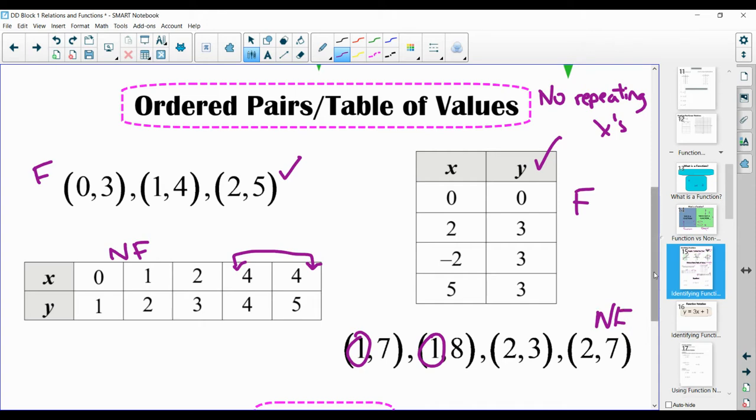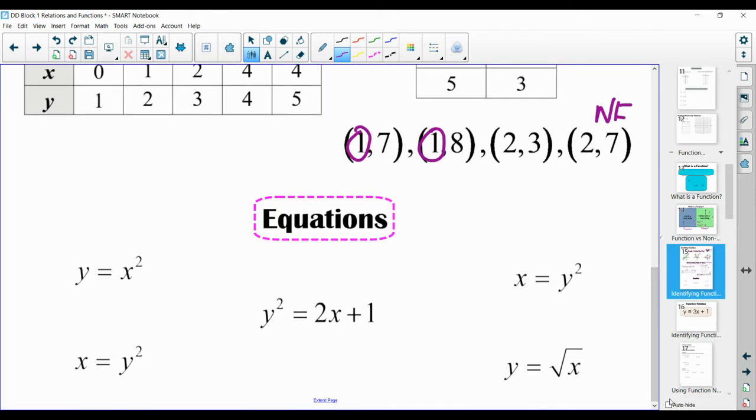All right, now the last way to determine if something's a function is to look at the equation. And if we're looking at the equation, we want no y squareds. So the first example here, we've got y equals x squared. This is good. That's a function. X equals y squared. No good. This is not a function because we've got the y squared. Next one, y squared equals 2x plus 1. There's our problem. This is not a function.